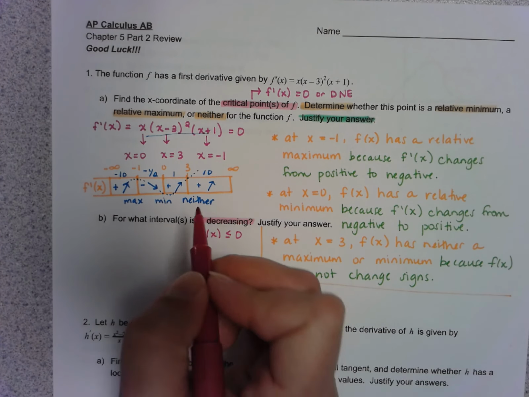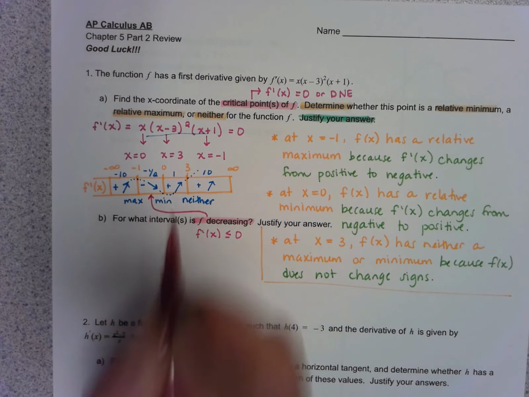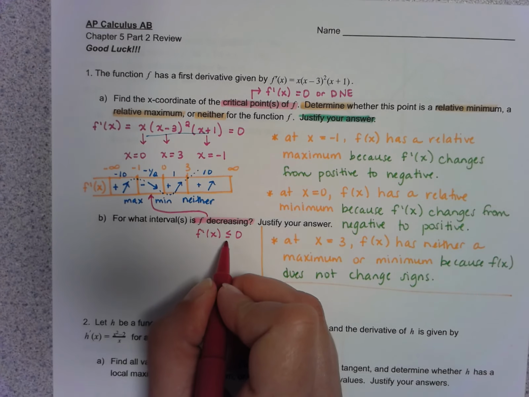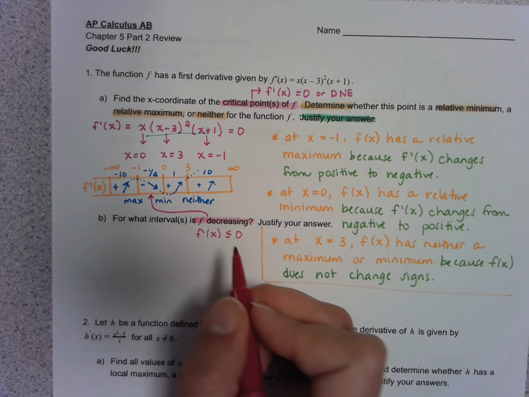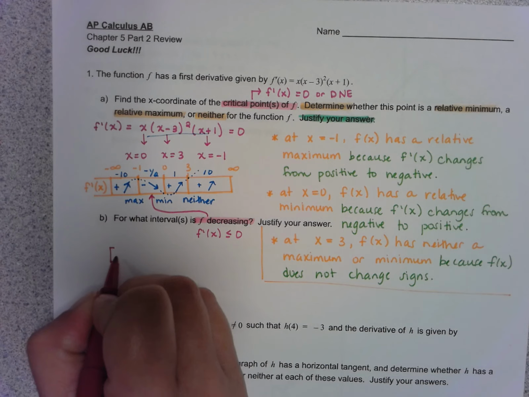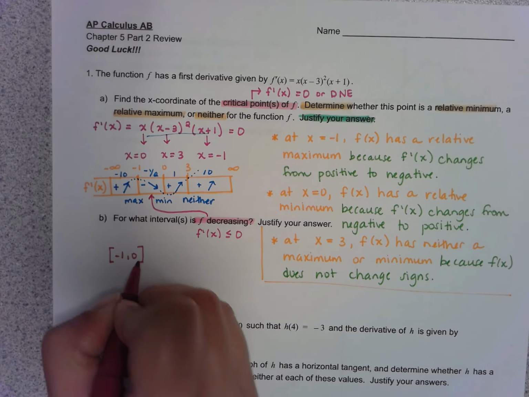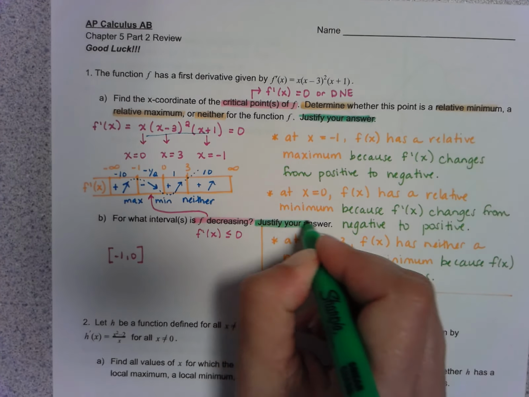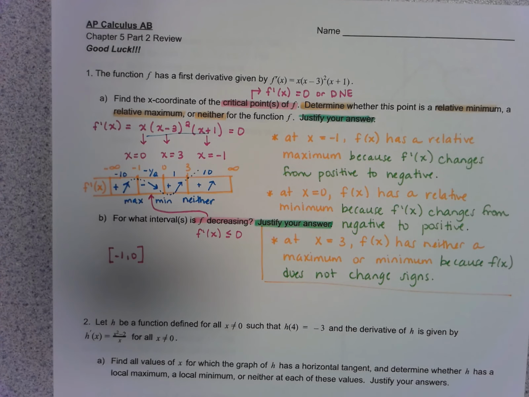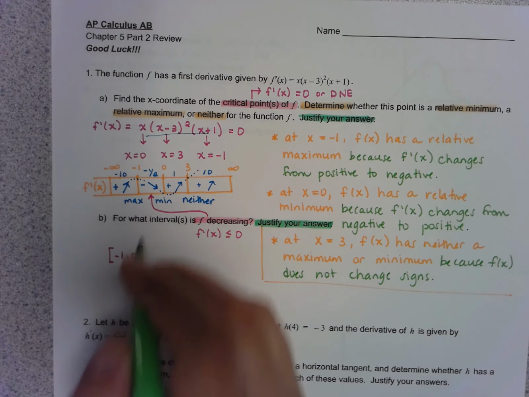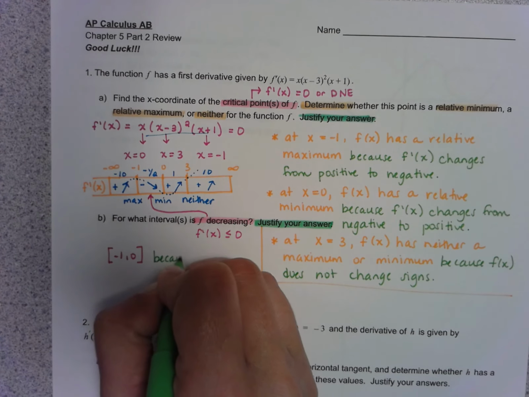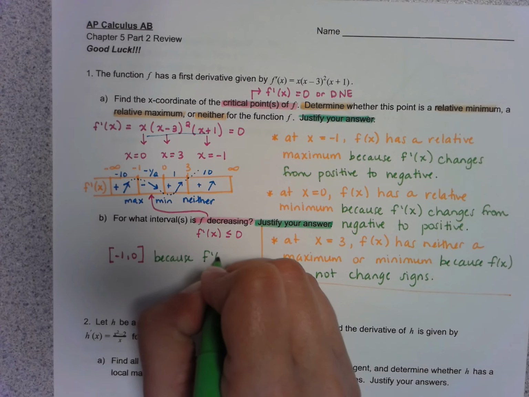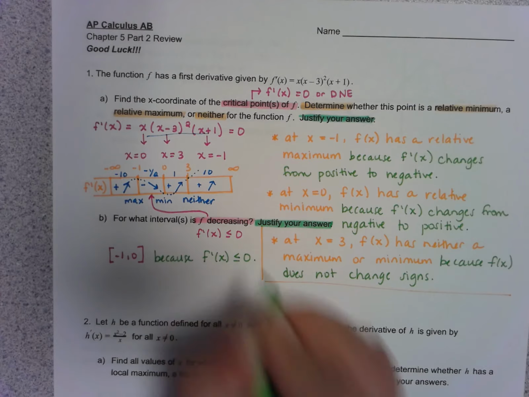So I would say I'm going to be decreasing for this section of the graph. Now, because decreasing is defined as f prime of x is less than or equal to 0, we're going to use closed brackets here. So -1 comma 0 is our answer. And then we would need to justify our answer. So again, justifying your answer means tell me what told you that this was where the function was decreasing. So we would say because f prime of x is less than or equal to 0.